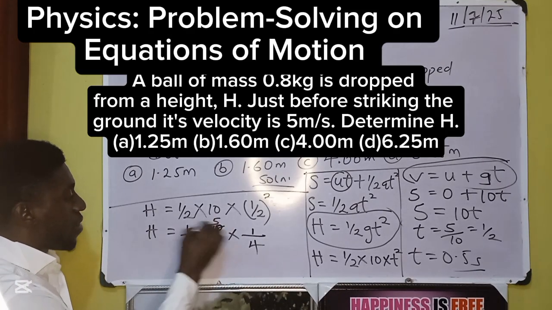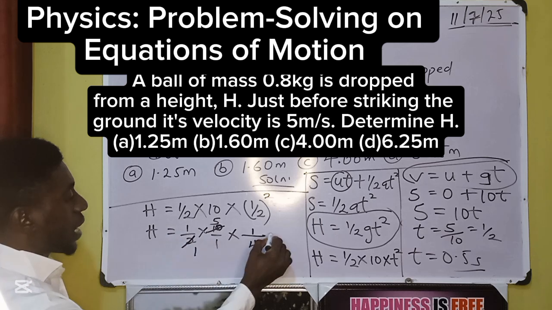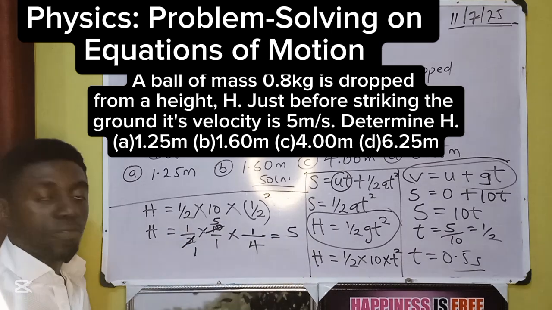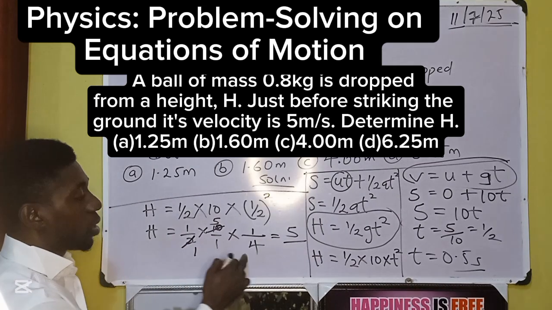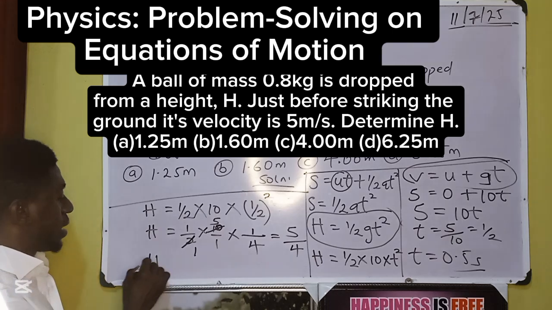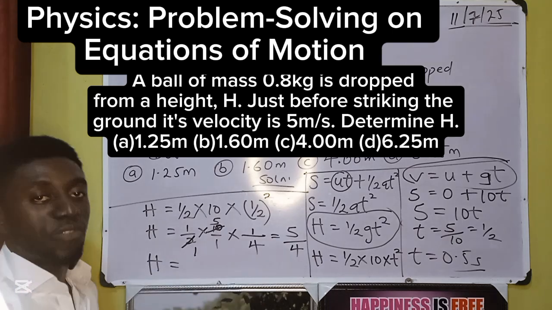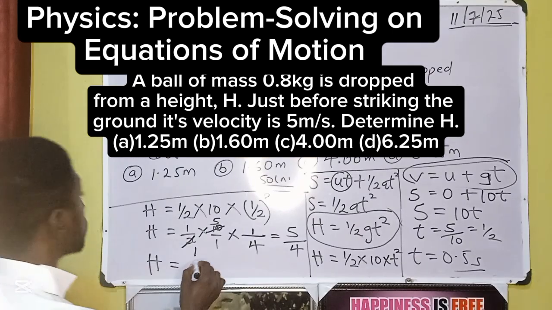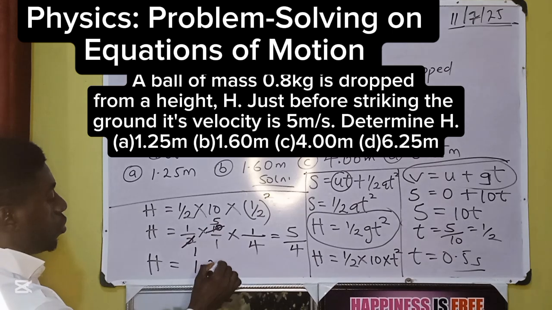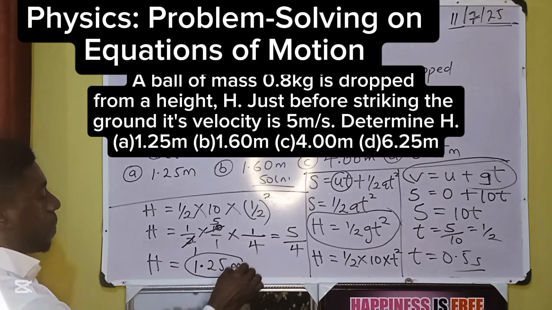2 with 10 gives 5. 1 times 5 times 1, 5, all over 1 times 1 times 4, 4. The height is equal to 5 divided by 4, which gives us 1.25 meters.